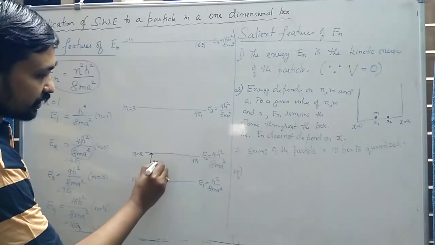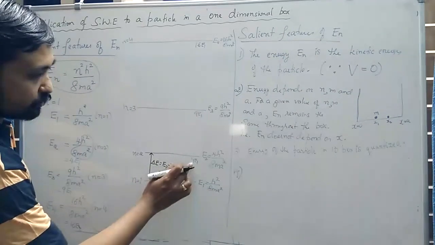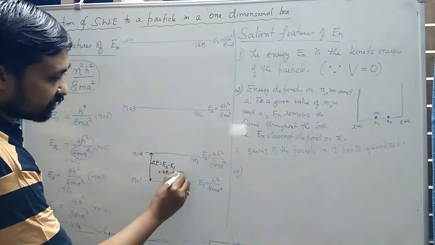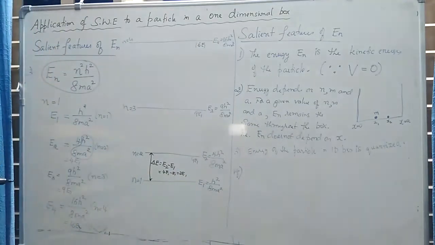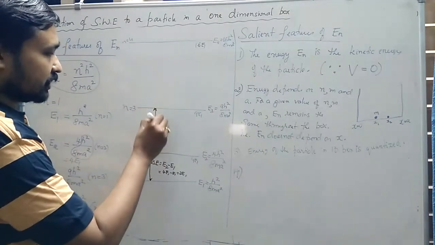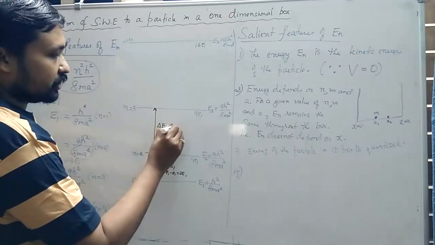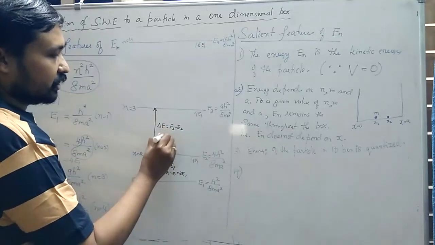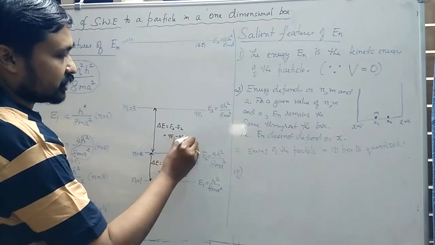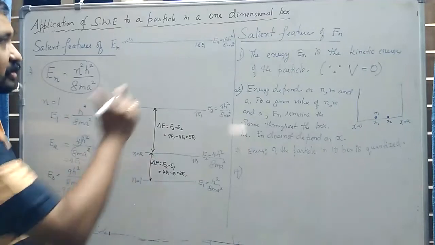This energy gap delta E is E2 minus E1, which is 4E1 minus E1, that is 3 times E1. So the energy gap between these two levels is 3E1. Similarly, the next energy gap delta E is the energy of the third level minus the energy of the second level, which is 9E1 minus 4E1, which is 5E1. So you can clearly see that this energy gap is greater than this.